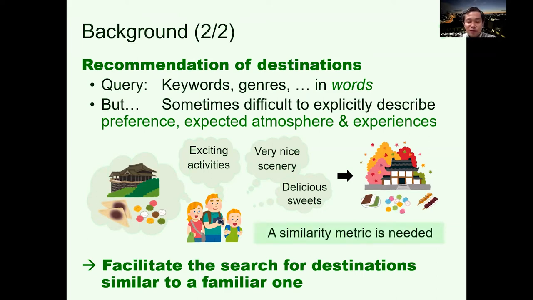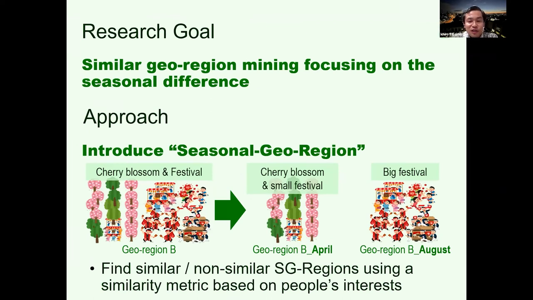So in order to do that, we need a similarity metric to find such places. The research goal is similar geo-region mining, focusing on the seasonal difference. Although the destination itself is important, the season could also be important, because if you want to see certain flowers or experience certain atmospheres, it probably needs to be at a certain time of the year, unless you're going somewhere very tropical where it's always summer, but usually that's not the case. So here we introduced the concept of seasonal geo-region. It's both the season and the geographic area.